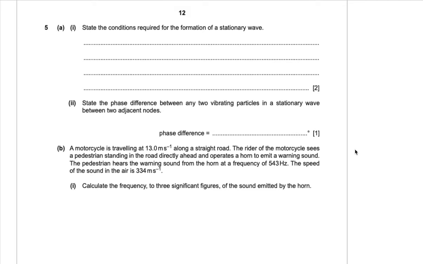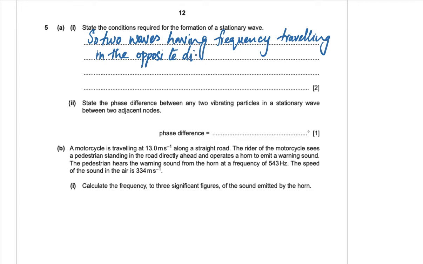A1, state the conditions required for the formation of a stationary wave. So that's something very theoretical. You should be learning all the conditions required for the formation of a stationary wave. Having the same frequency or wavelength, you could write either. So 2 marks. One for the waves traveling in the opposite direction. This carries 1 mark, and they must overlap in order to form a stationary wave. That carries another 1 mark. That makes up to 2 marks.